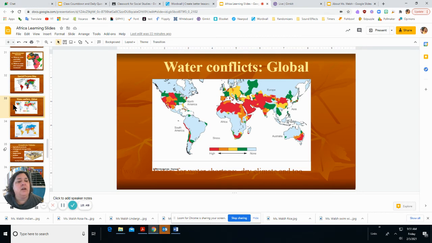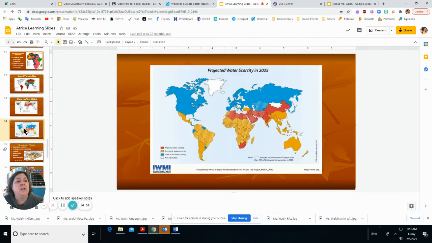Water conflicts in the world. You can see that there are some areas in Africa that are red. That's mostly where the deserts are. We do have some areas in our country that we have no access to water, and those are desert areas or grasslands. But you can see when we study about a place, we need to study about water.